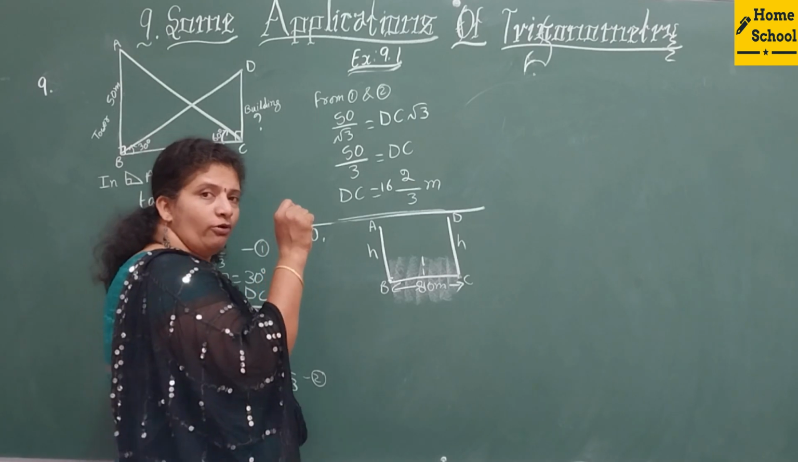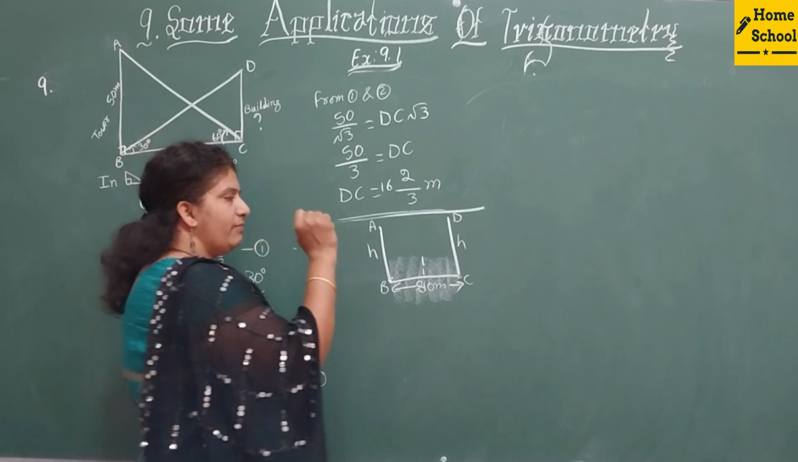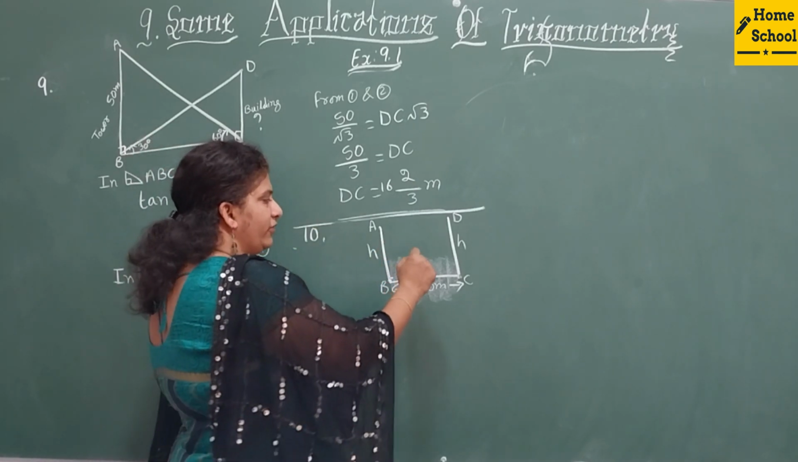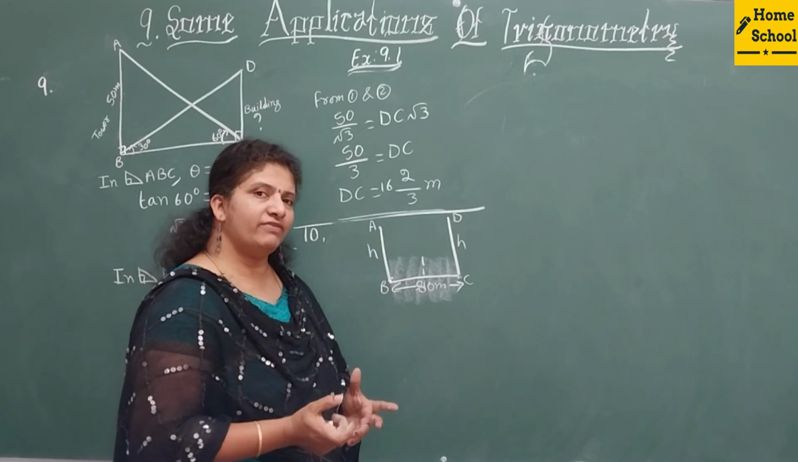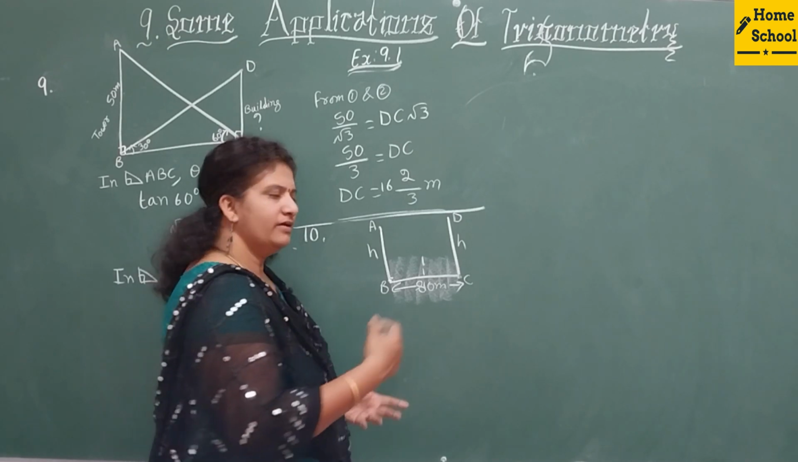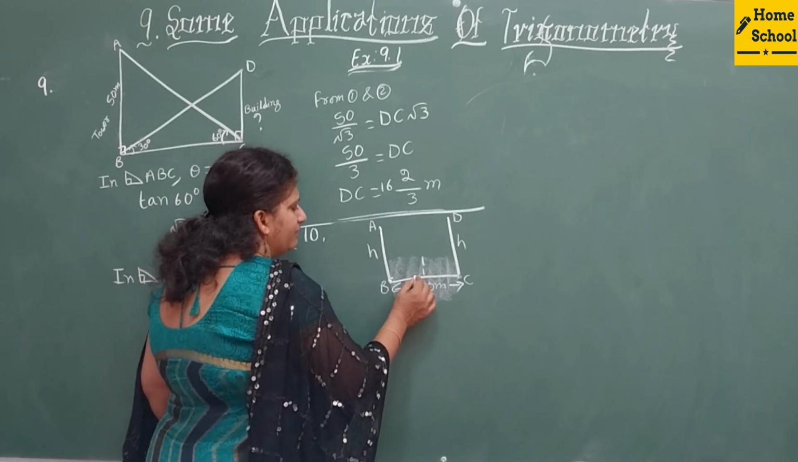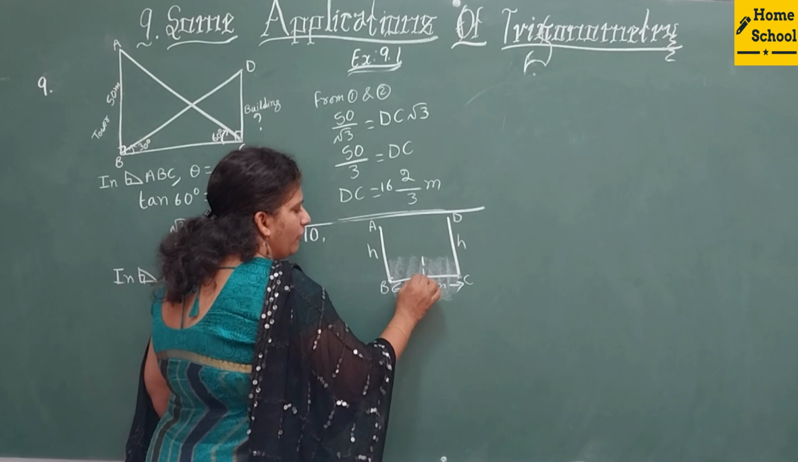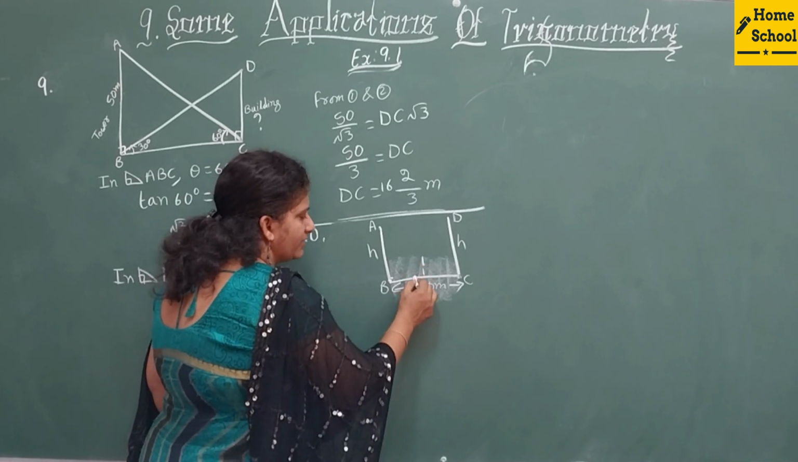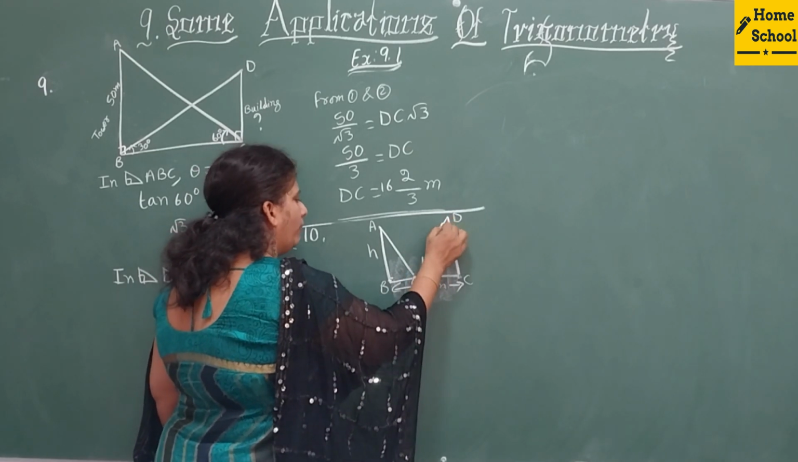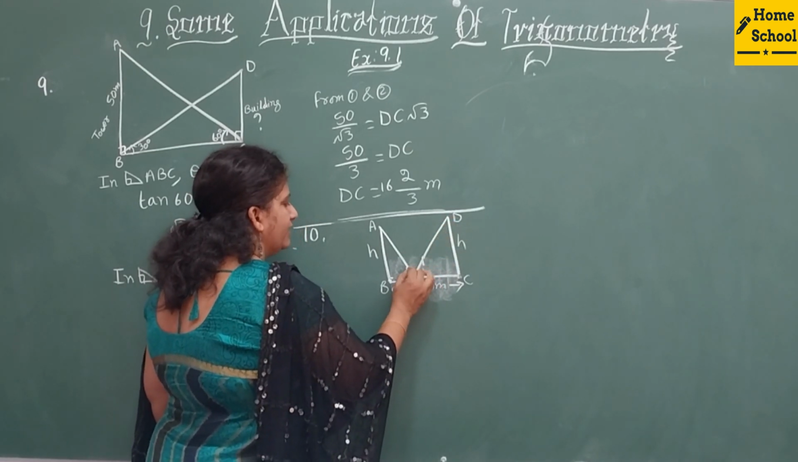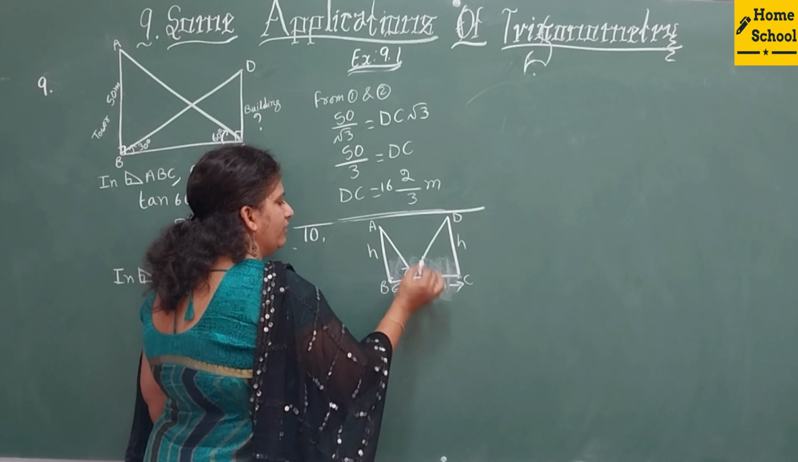From a point on the road. From a point on the road means, suppose if you take the midpoint, both the angles of elevation must be equal. But they have given 60 degree and 30 degree, so take a point anywhere other than the center. Let me mark a point here and mark this as E. The angle of elevation to the top of the poles, that means like this arrow mark you give.